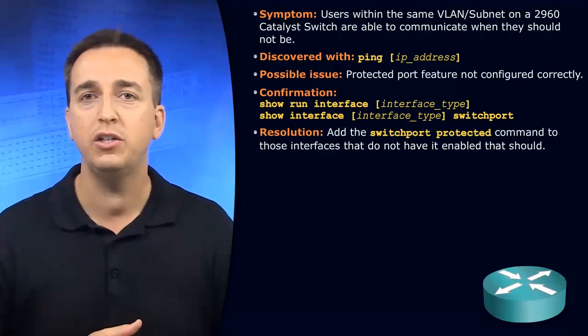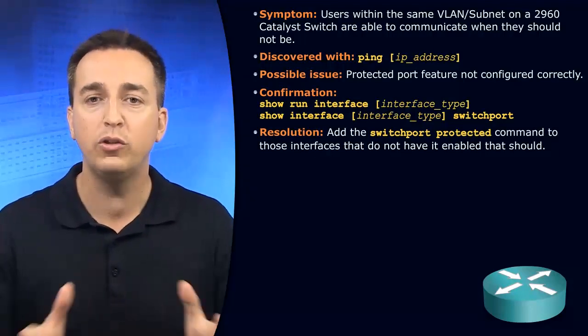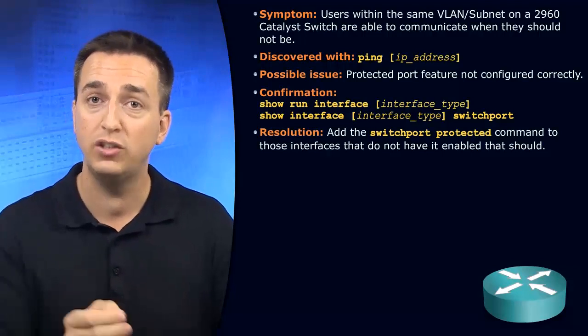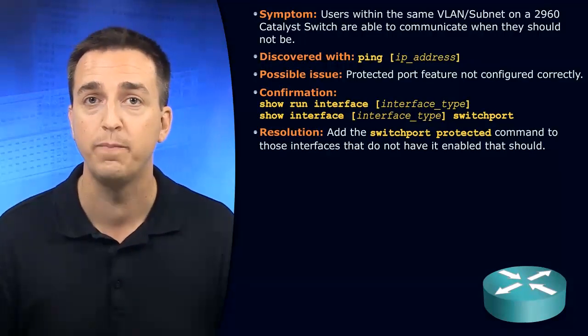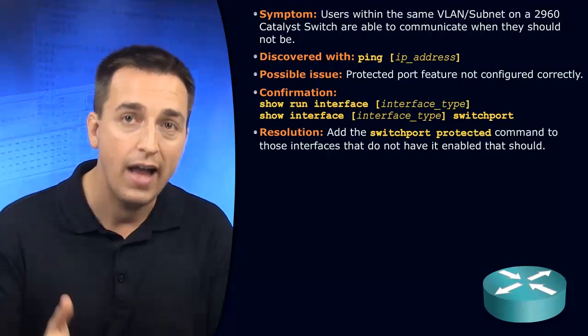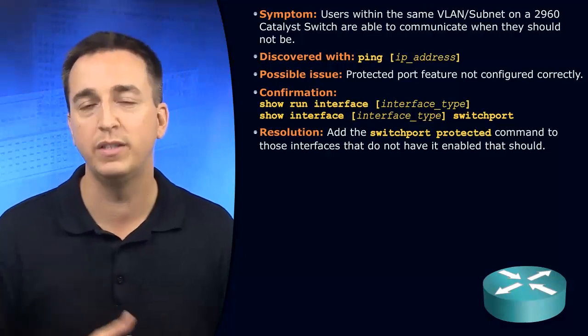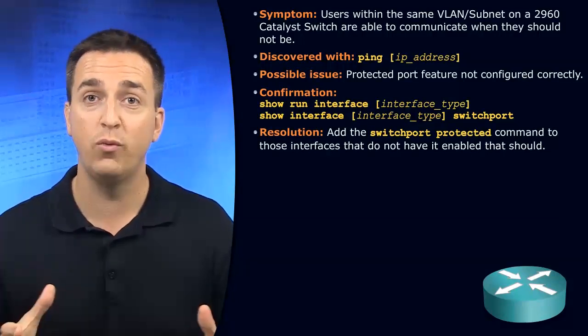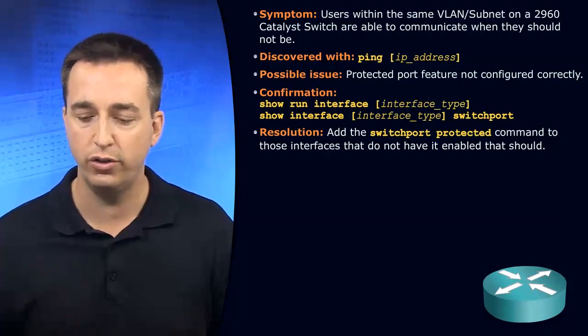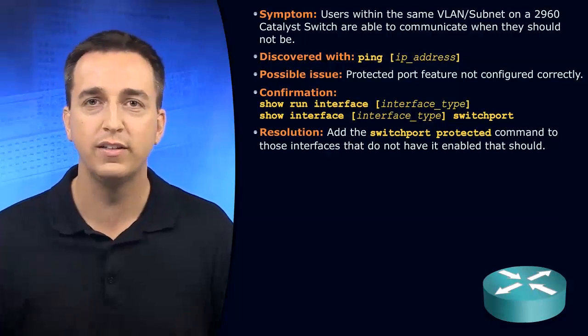So you might run into the issue where clients are able to communicate with each other when they shouldn't be because you misconfigured the protected port feature. Or you have clients that are not able to communicate because you misconfigured the protected port feature as well. So either can become an issue with that protected port feature.